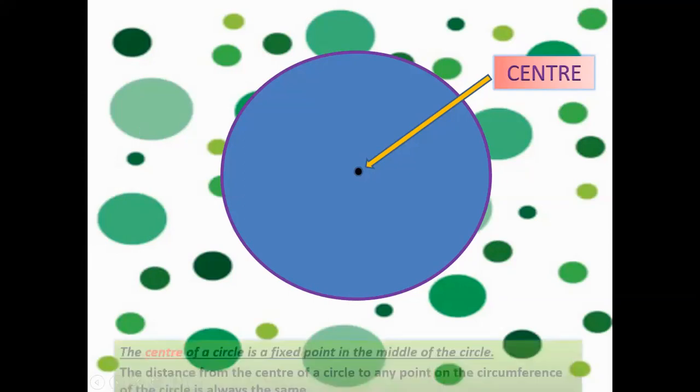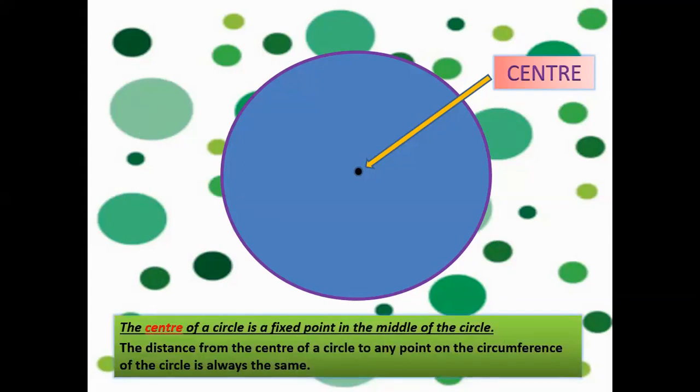Okay, the center of a circle is a fixed point in the middle of the circle. The distance from the center of a circle to any point on the circumference of the circle is always the same.